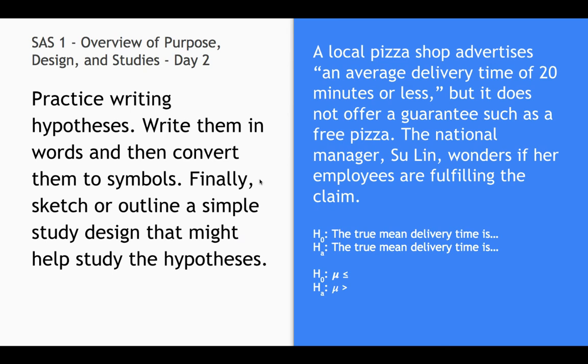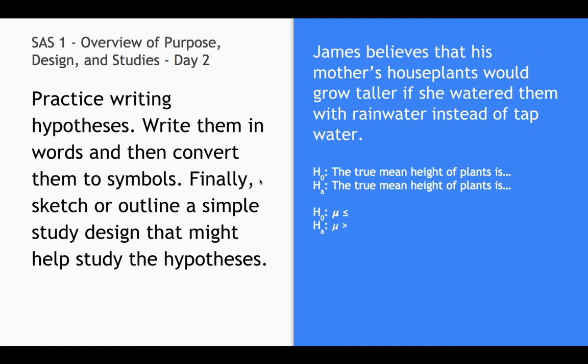So, let's look at the null hypothesis. The null hypothesis means that the claim is true. The true mean delivery time is, and their claim is that it is less than 20 minutes. And the true mean delivery time alternatively would be more than 20 minutes. So the true mean delivery time would be 20 minutes or less. And the true mean delivery time for the alternative hypothesis would be greater than 20 minutes, correct?